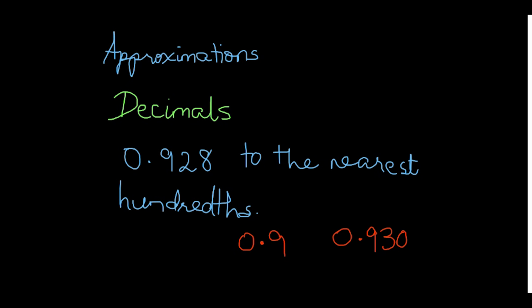Alright. What about people who think 0.9 is the answer? Raise your hand if you think that 0.928 to the nearest hundredths is 0.9. So I see 2 hands, 3 hands, 5 hands. Be proud about your answer. So I see about 6 hands up. Alright. Hands down. And we're going again.